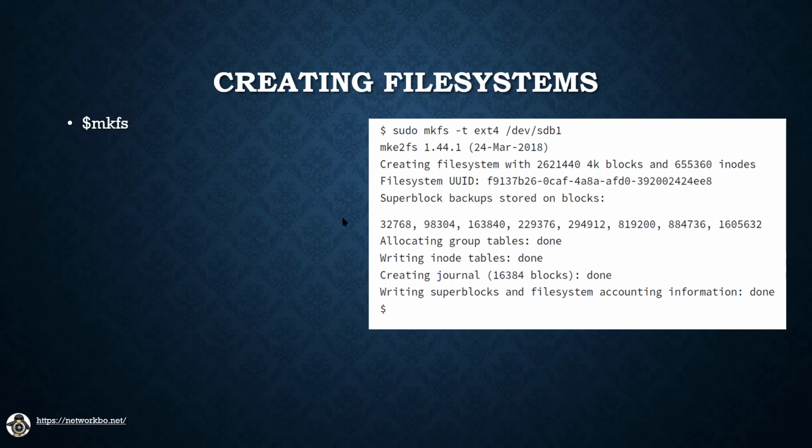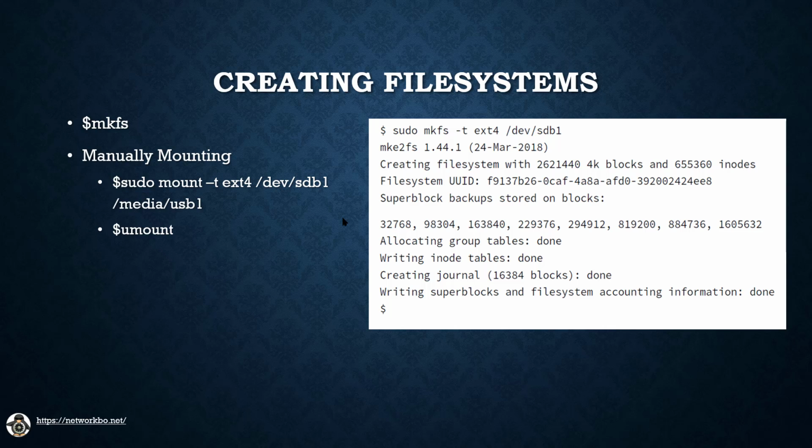The mkfs command creates all the index files and tables necessary for the specific file system that you're converting to. File systems can be mounted both manually and automatically. The mount command can be used to display all devices currently mounted and to mount a new device. To mount, simply use the -t option to specify the file system type of the device.